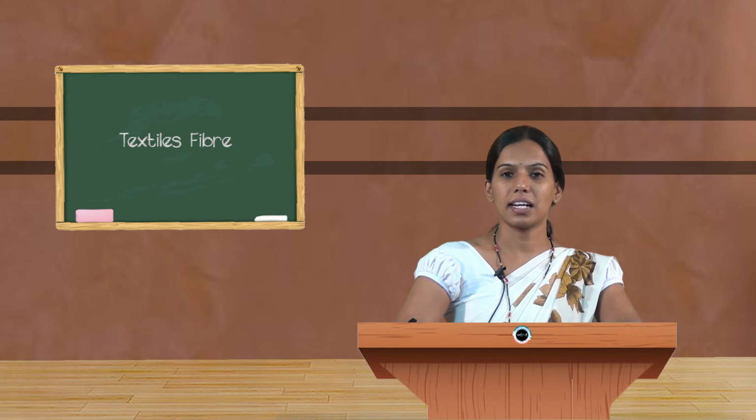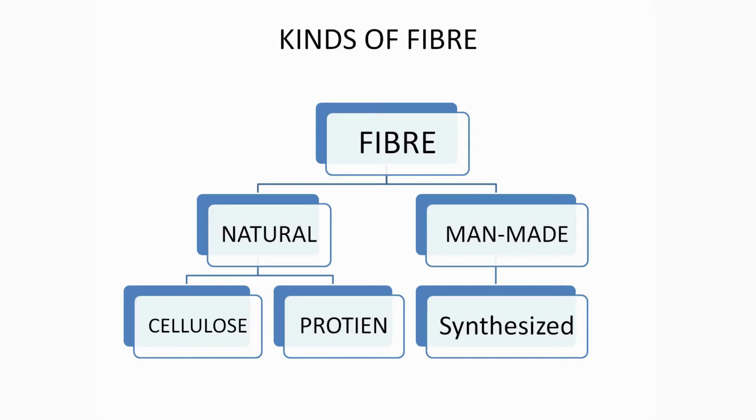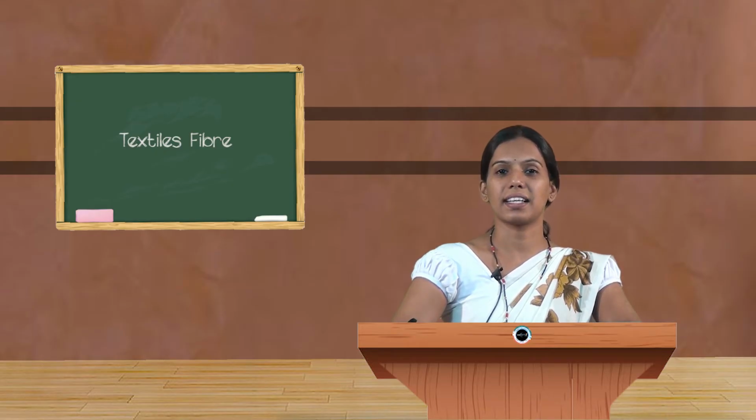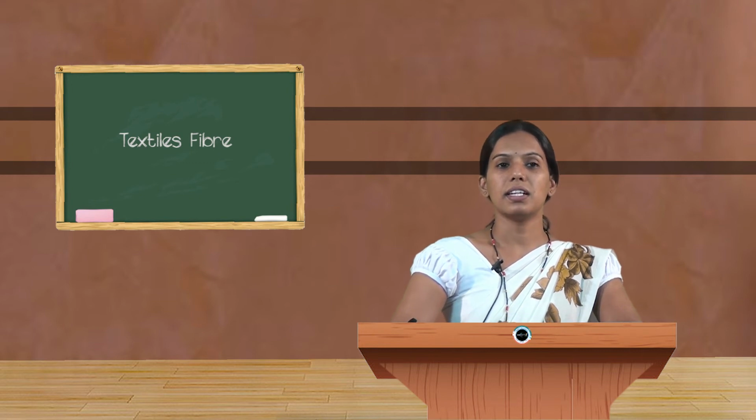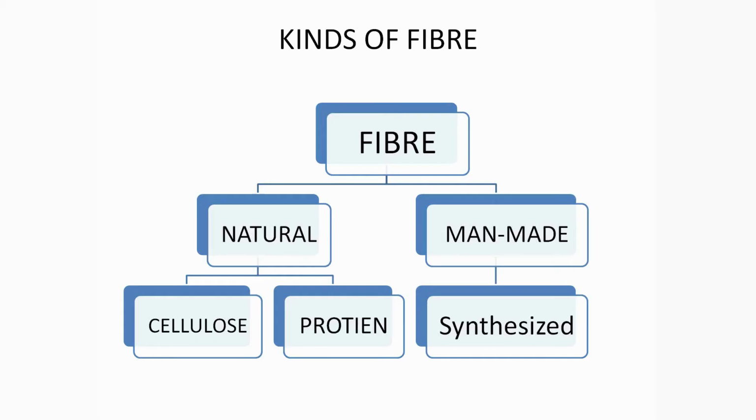Now let us study about the kinds of fiber. Fibers are classified into two: natural fiber and man-made fiber. Under natural fiber, there are two categories: cellulose fiber and protein fiber. Under man-made fiber, we see only synthesized fibers. Now let us study what are the natural cellulose fibers and protein fibers.